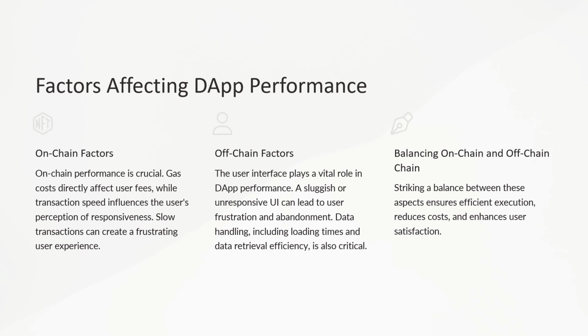Off-chain factors play a crucial role in DApp performance. A sluggish or unresponsive UI can lead to user frustration and abandonment. Data handling, including loading times and data retrieval efficiency, is also critical. Balancing on-chain factors and off-chain factors is important for a seamless user experience. Striking a balance between these aspects ensures efficient execution, reduced cost, and enhances user experience.